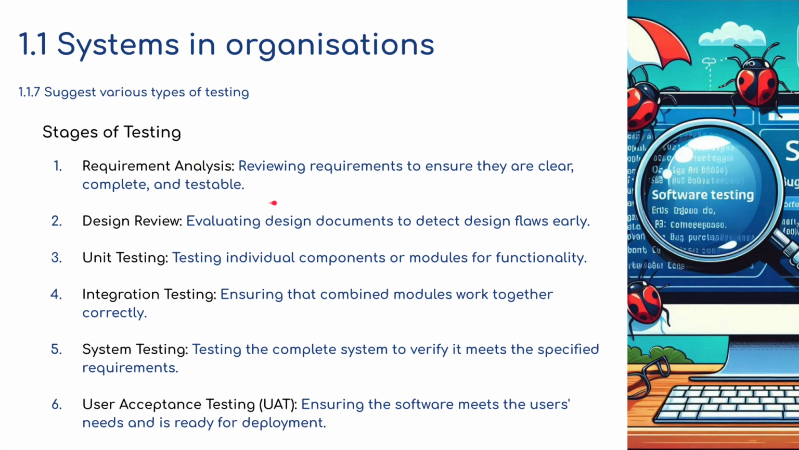We need a requirement analysis, reviewing requirements to ensure that they are clear, complete, and testable. Okay, what should the software do? Before we actually draw up a test plan, what should the software actually do? Design review, evaluate the design documents to detect design flaws early. Unit testing, testing individual components or modules for functionality. Integration testing, ensuring that combined modules work together correctly. System testing, testing the complete system to verify it meets the specified requirements. And user acceptance testing, UAT, ensuring the software meets the user's needs and is ready for deployment.